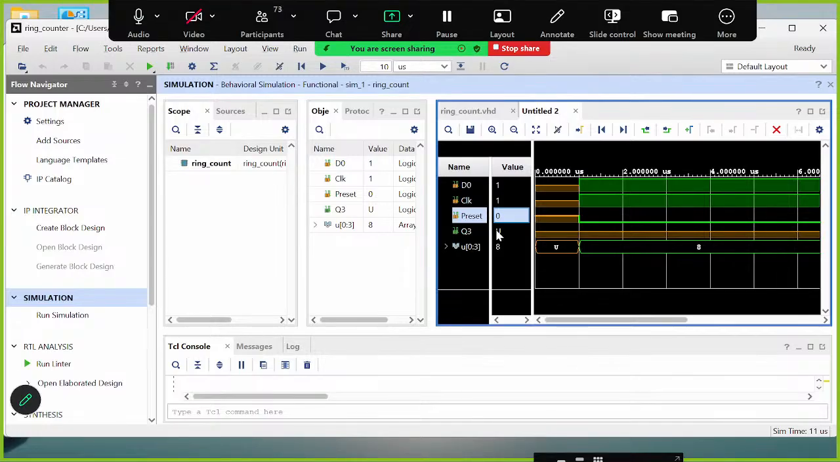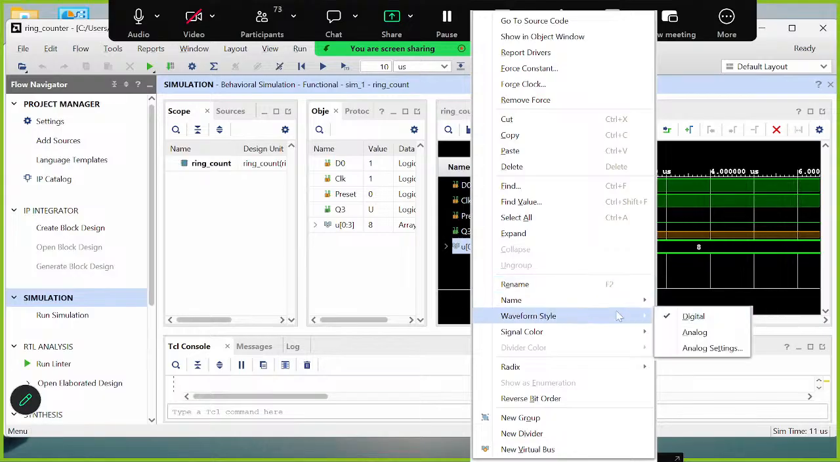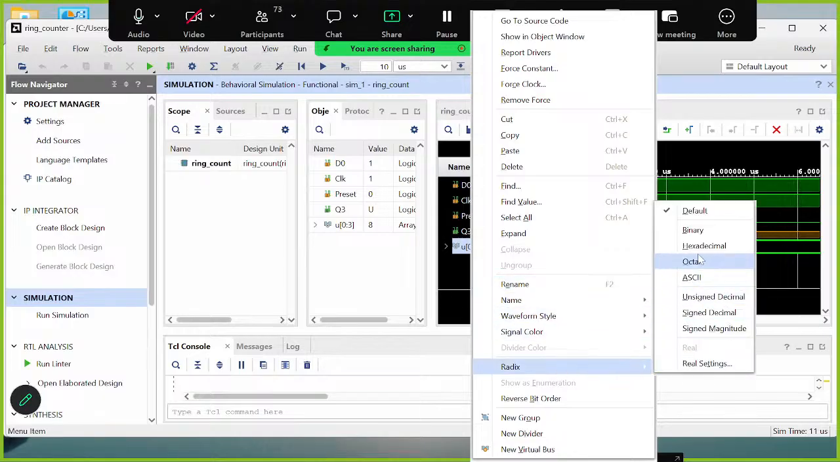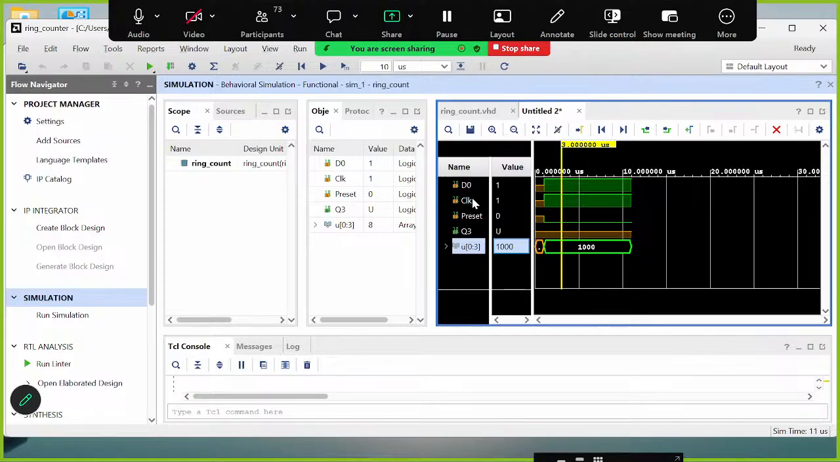So Q3 is not updating, there is no issue. It will be updated at the end of the program maybe, but we are getting output at this. When preset is 0, we are getting output as 1000. We should change the radix of this to binary. So we are getting 1000 initially, when preset is 0.